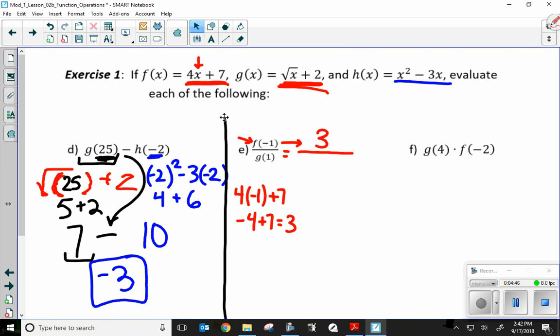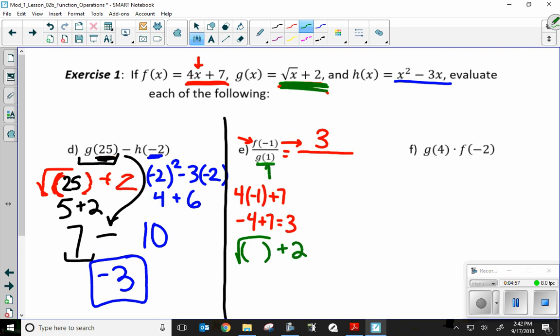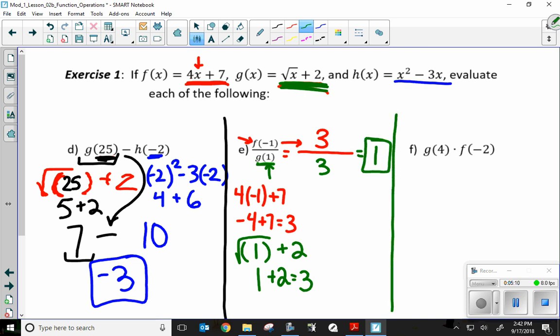All right? Well, now let's figure out what's g of 1. So I'm using this. It's the square root of my x value plus 2. For this case, my x is 1. The square root of 1 is 1. That's 3 as well. All right, 3 over 3, that equals 1. Good deal, nothing crazy.